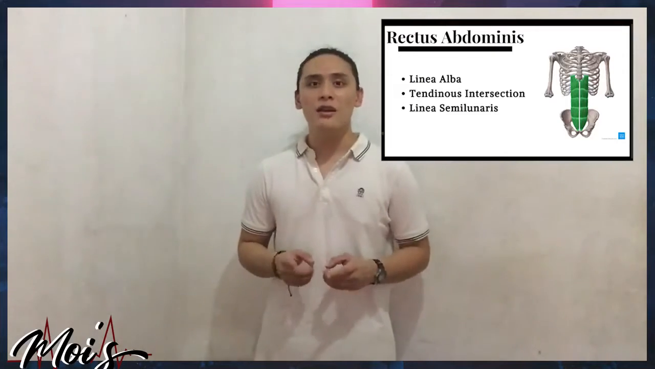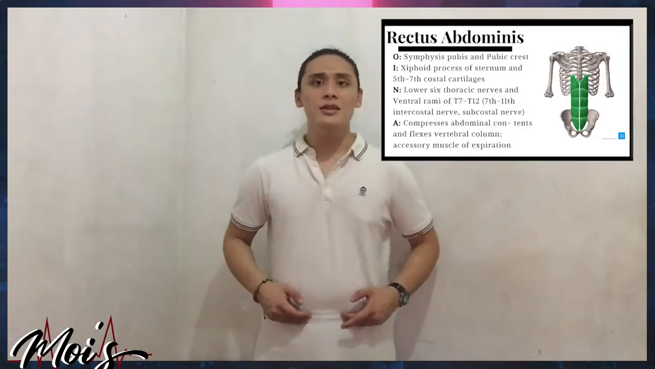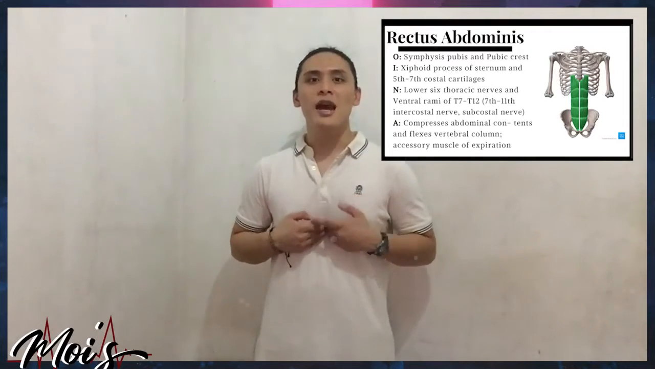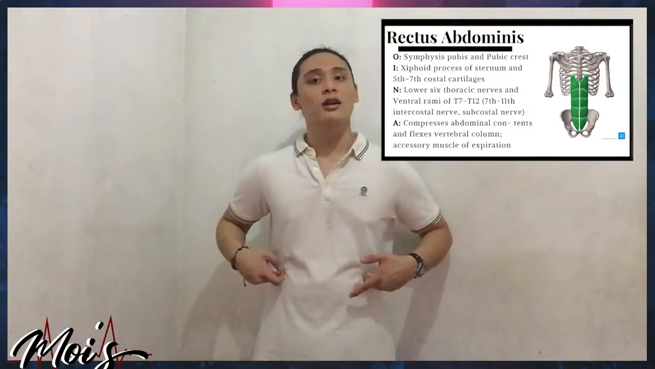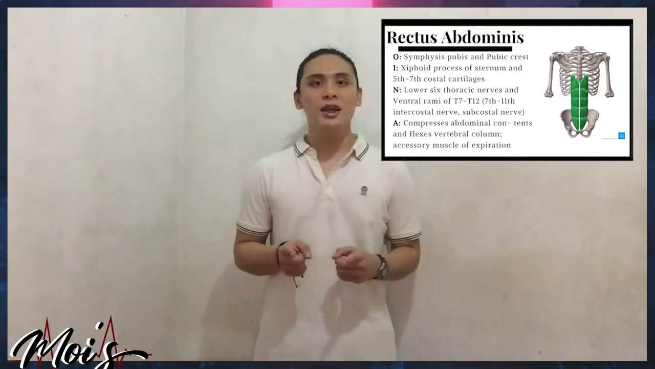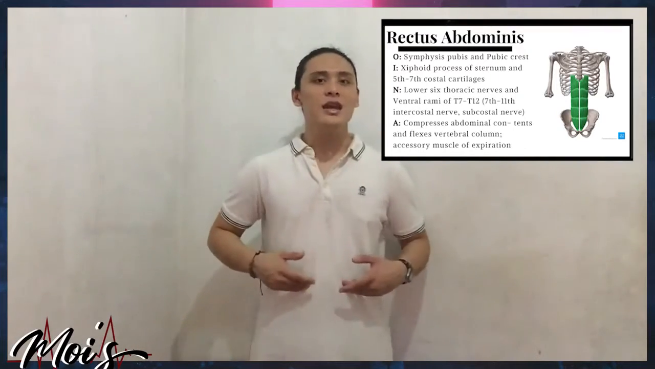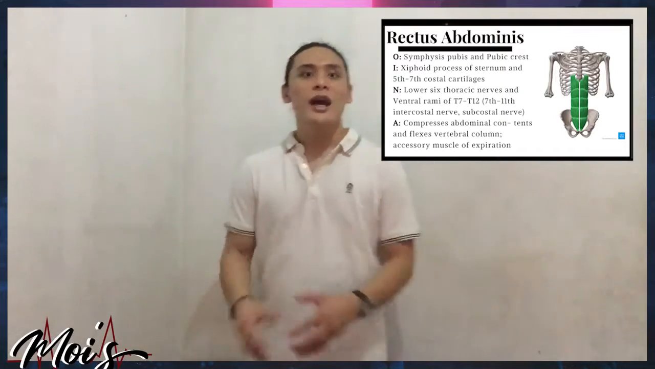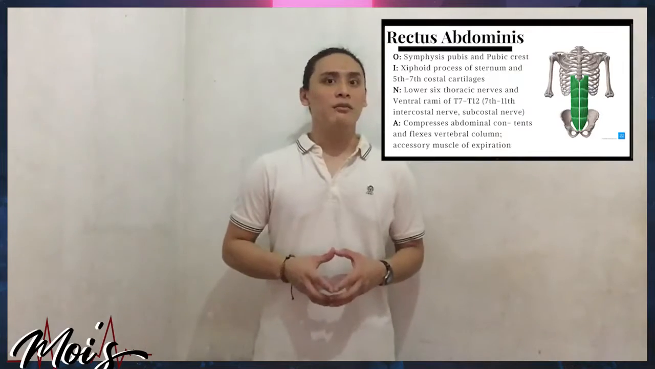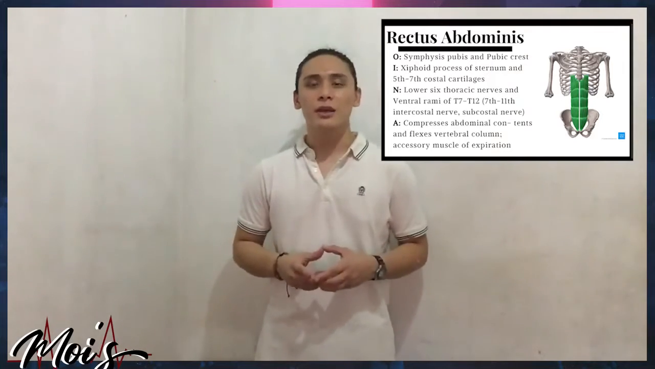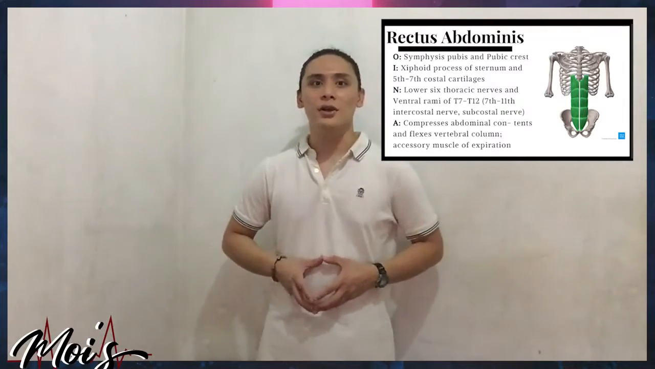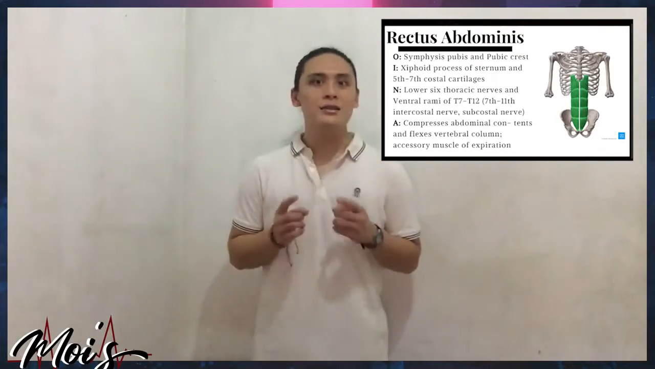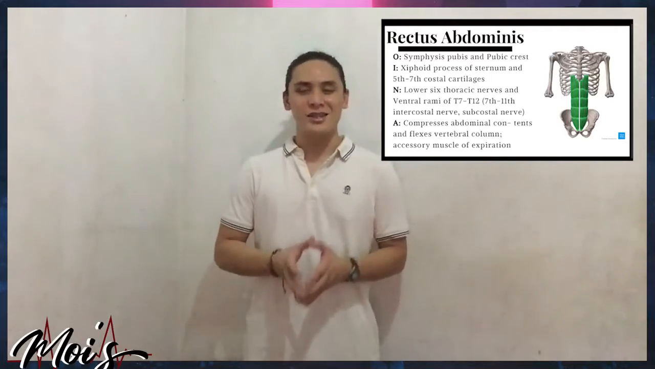It originates from your symphysis pubis and pubic crest, which inserts onto your xiphoid process and 5th to 7th costal cartilages. It is innervated by your lower 6 thoracic nerves and ventral rami of your T7 to T12, the intercostal and subcostal nerves. It compresses your abdominal contents, flexes your vertebral column, and is an accessory muscle for expiration.